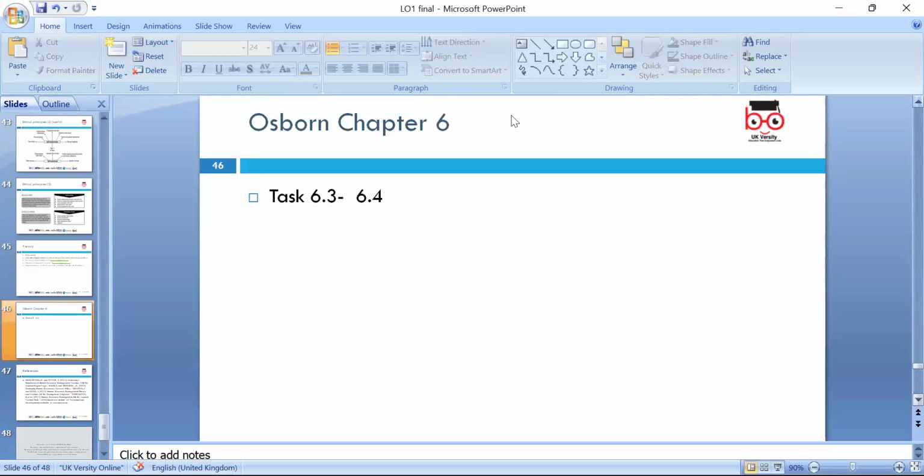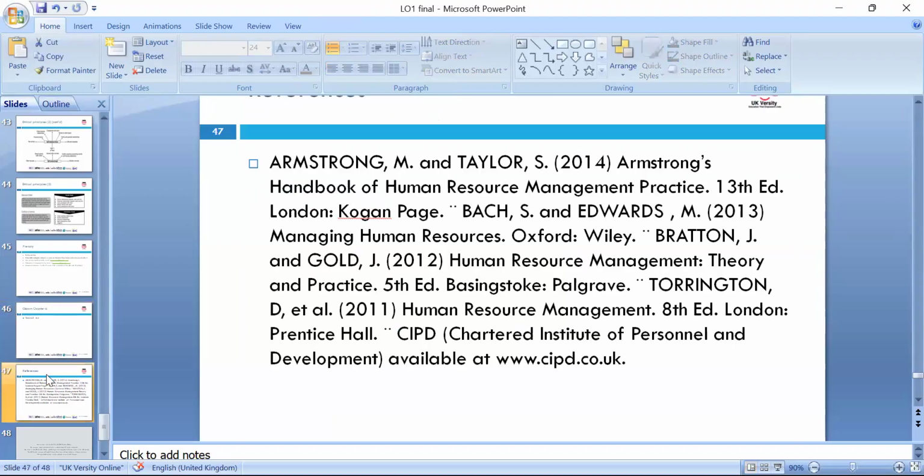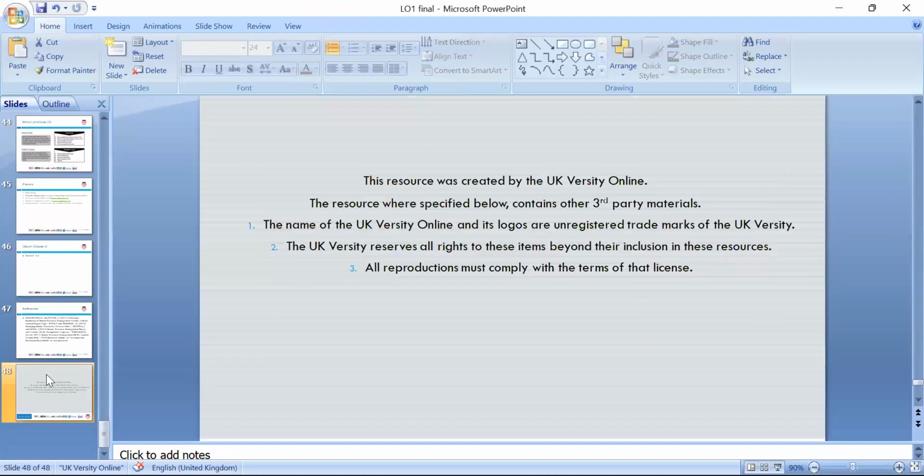So you have the Osborne chapter 6 of the handout, and tasks 6.3 and 6.4 are relevant to what we discussed about ethics and accounting standards. Okay, so that's all from my end. Anyone, any question, if you'd like to ask?